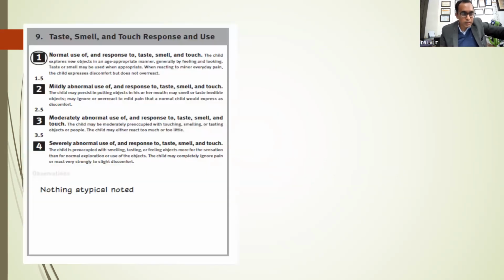So in this category, nothing atypical was noted. That means his reaction to pain, touch, and use was absolutely fine. It was normal, in the sense that the reaction of this child was equal to the majority of children in a similar age group.